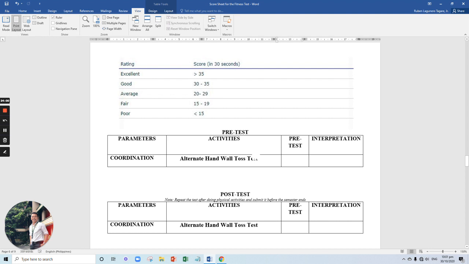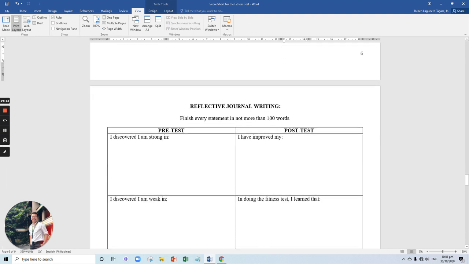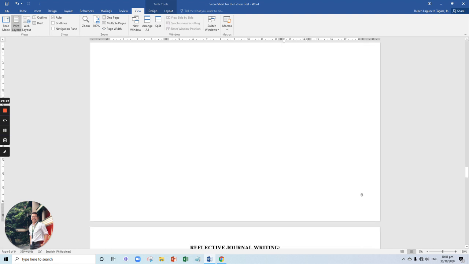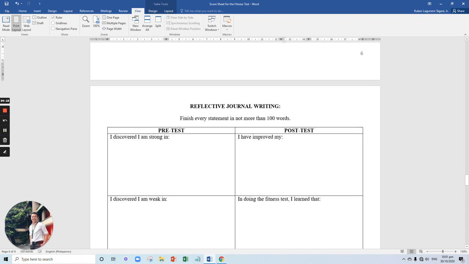Okay? So, yun. Pre-test, lagay nyo kung ilan yung na-catch nyo. Ilan nga yun kanina? Within 30 seconds. So, yun. Then, after completing all this one, you have to answer this reflective journal. Finish every statement and not more than 100 words lang. Okay? So, wag muna isasubmit ito. Isasubmit na itong lahat na ito kapag pagkatapos na ng post-test ninyo.